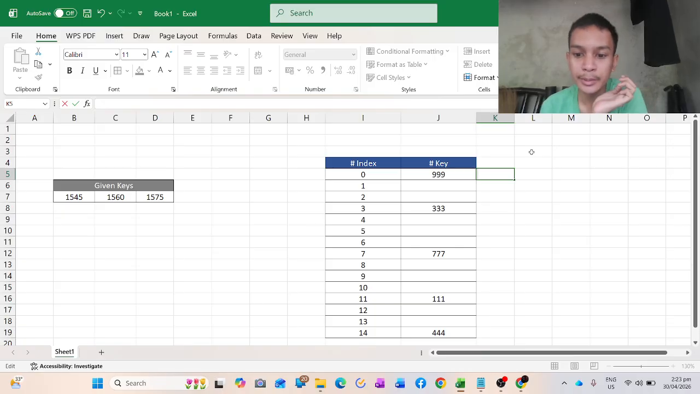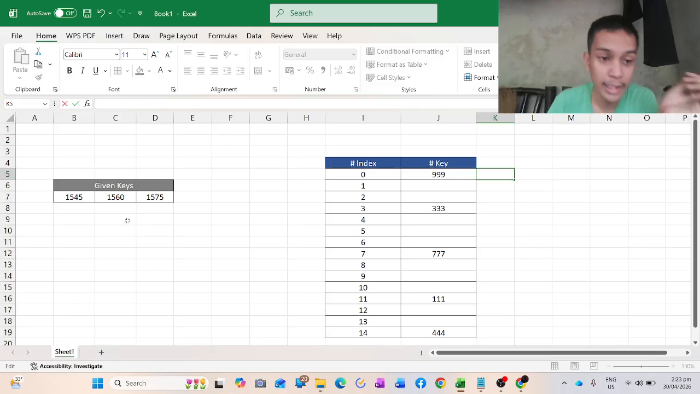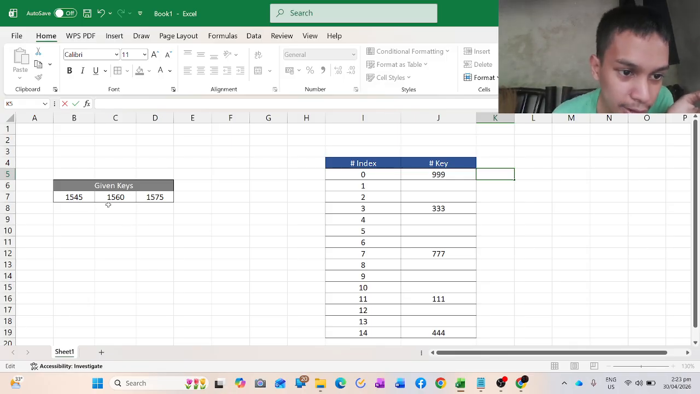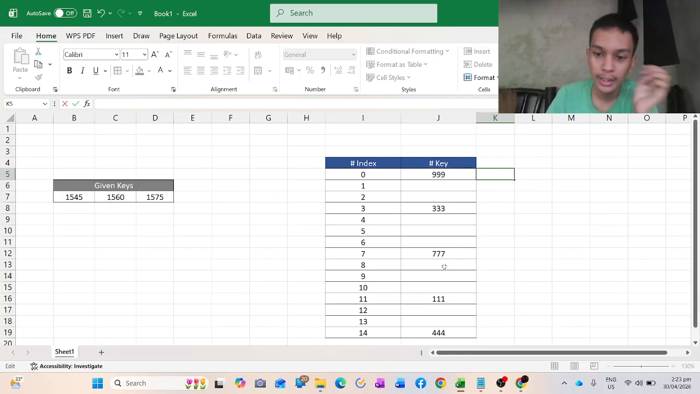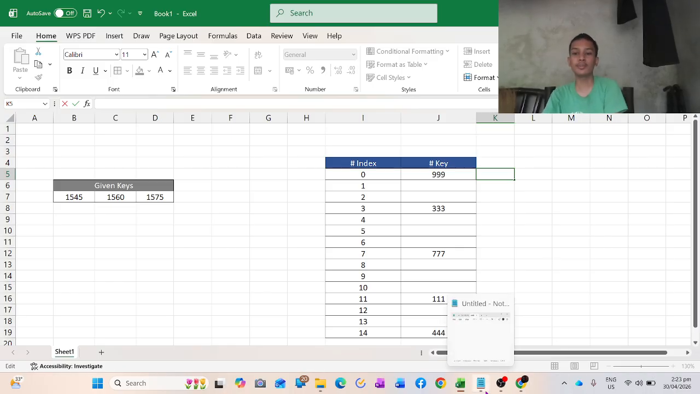This is my final activity for data structures and algorithm, in which I will try to solve this double hashing problem. As you can see, I was given three very massive numbers and 15 indexes. So you're asking, how am I going to solve this? Well, it's simple.